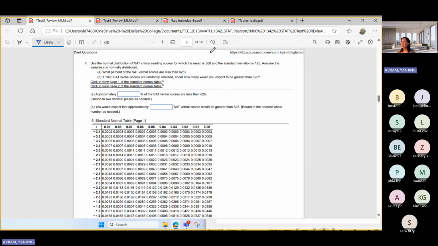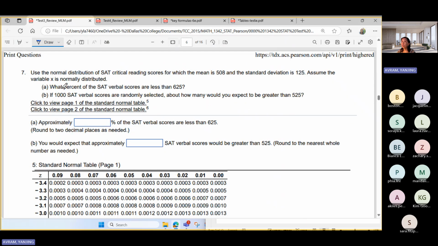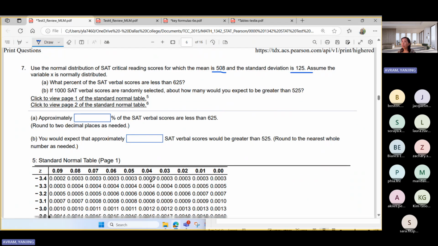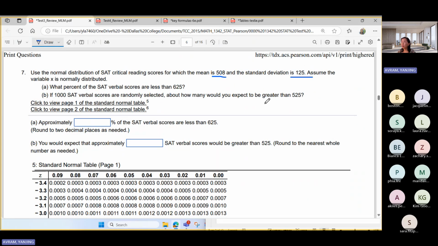All right, let's look at number 7. Using the normal distribution of SAT critical reading scores for which the mean is 508 and the standard deviation is 125. Assume the variable is normally distributed. So that means we can use the table for the normal distribution.